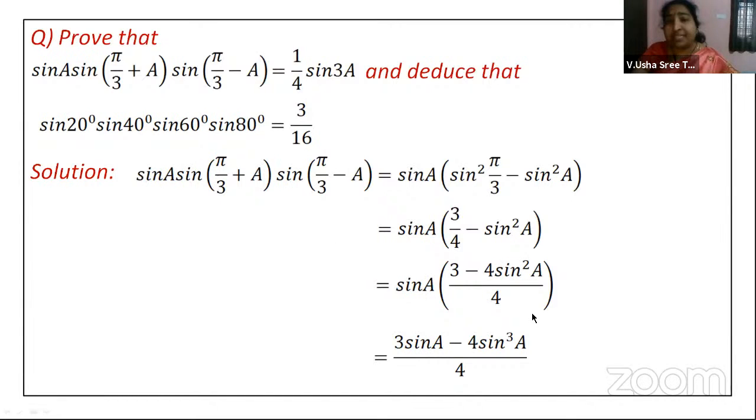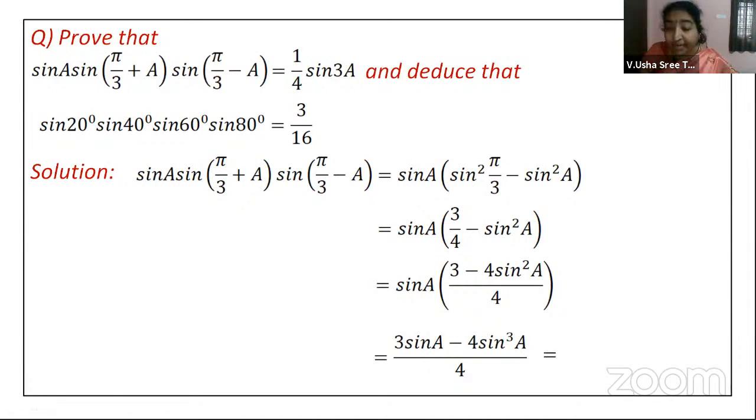Now we have seen multiple angles in the previous session. And when I was mentioning that, I gave certain formulae for sin 3A, cos 3A, and so on. Now, if you look at your numerator part, the numerator is 3 sin A − 4 sin³A, which is nothing but sin 3A.